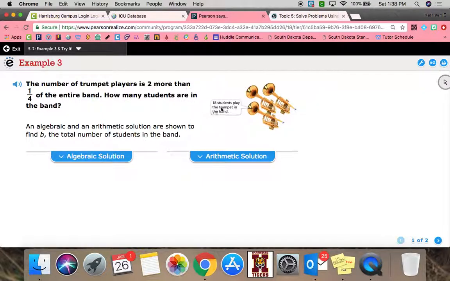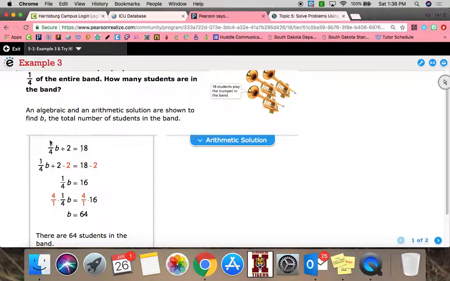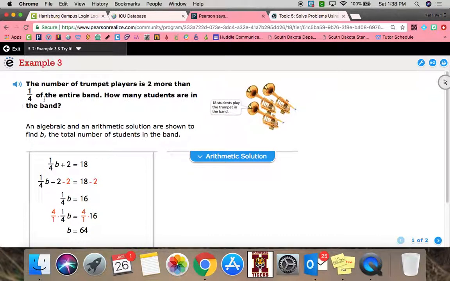So there's 18 students, here it is over here, that play trumpet in the band. Algebraically, we would take 1/4 of the band people plus 2, right? That's what it says. 2 more than 1/4 of the entire band. So 1/4 times B plus 2 equals 18, all of the people.